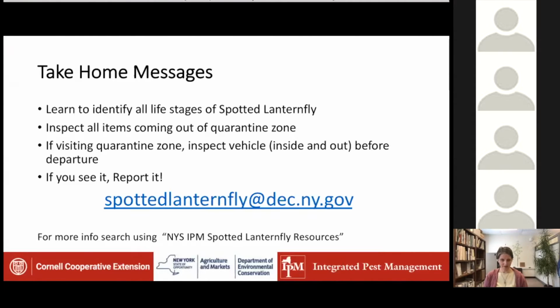We have a great email system that's set up. Right there, you can see it's spottedlanternfly@dec.ny.gov. You'll get an automated response. There is a fillable form in there to allow you to fill in some information, and somebody will be getting back to you. And again, retain the specimen. That's very important because we're going to have somebody come out and follow up with you. We're going to want to get that specimen and send it off for identification. And of course, there are always great resources at the New York State IPM Spotted Lanternfly webpage.